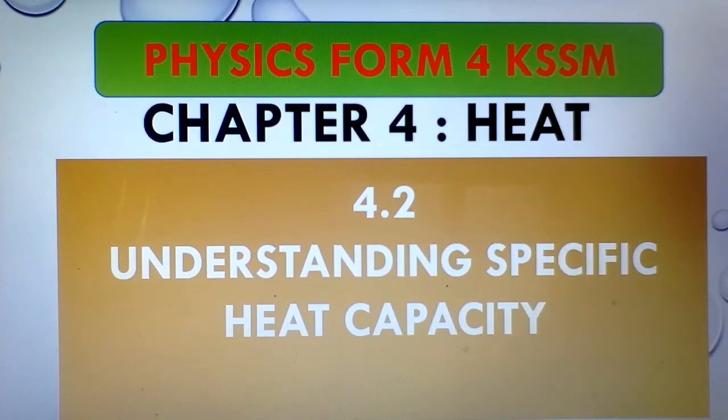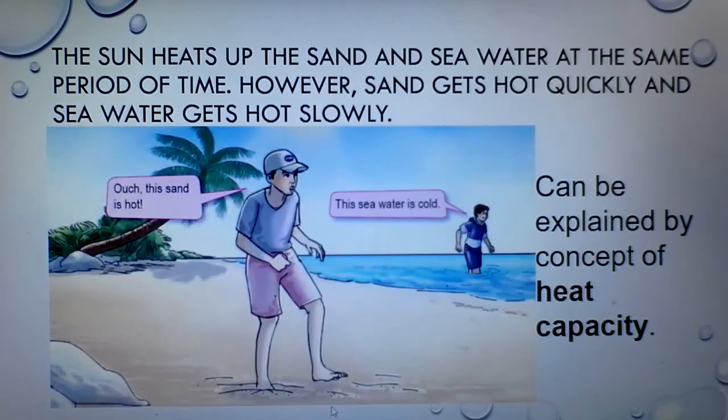Let's get started. Okay, look at this situation. The sun heats up the sand and the seawater at the same period of time. However, sand gets hot quickly and the seawater gets hot slowly. That's the boy saying that the sand is hot. And this one, the seawater is cold. So how can you explain this situation? Under this topic, we are going to explain what exactly happened and the concept involved, that is heat capacity.